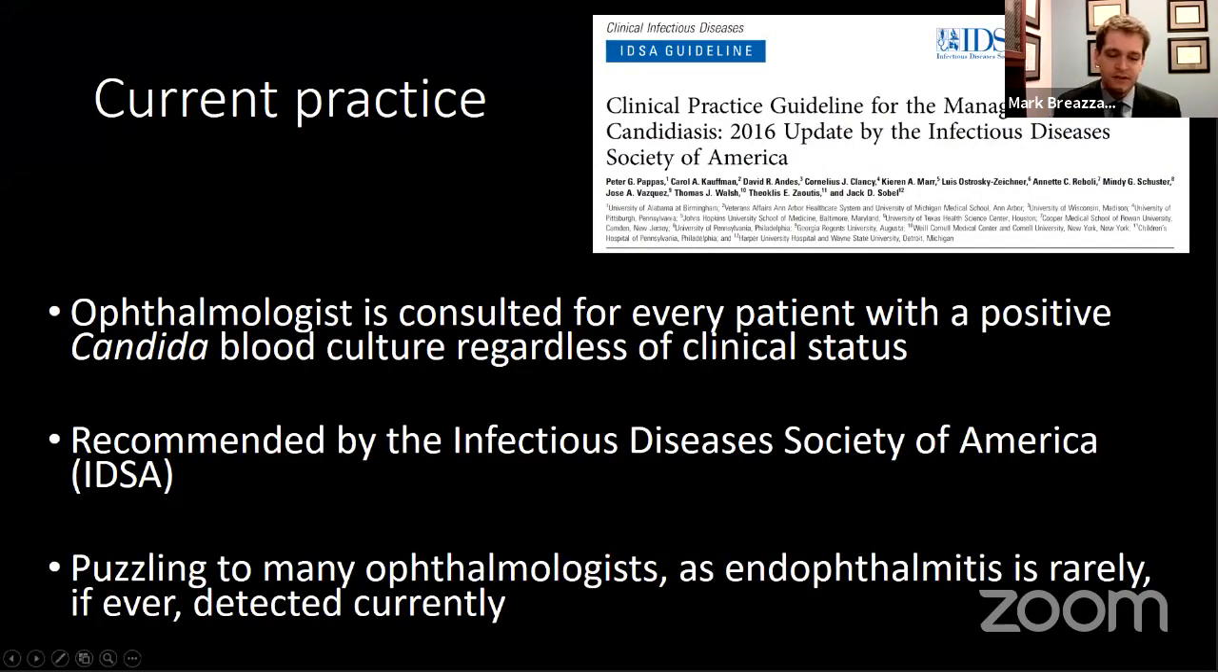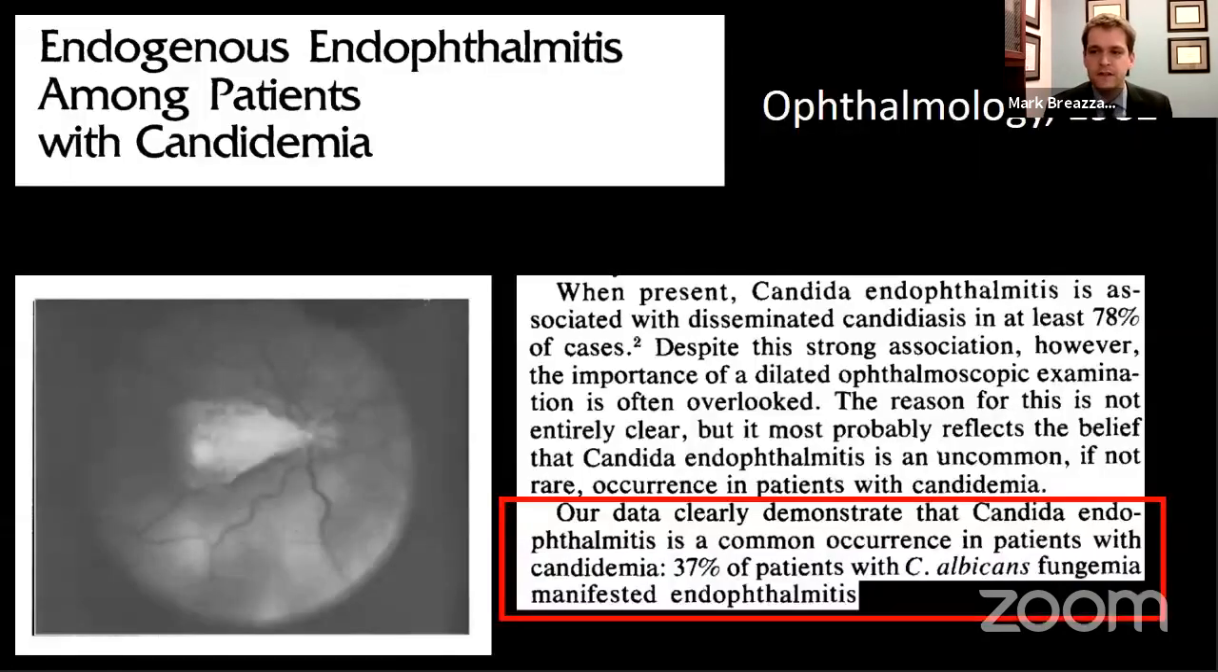So essentially this is a devastating illness we try to look out for, and there's a current practice from the Infectious Disease Society of America that advocates for a routine eye exam for every patient that has candidemia growing in the blood, regardless of the clinical status. It's one of the most common consultations, at least here in America, in the hospital setting. And it's puzzling to many ophthalmologists as to why this might be occurring, because it doesn't seem to match up with the guidelines in terms of how frequently we're actually seeing this, because it seems as if it's quite rare.